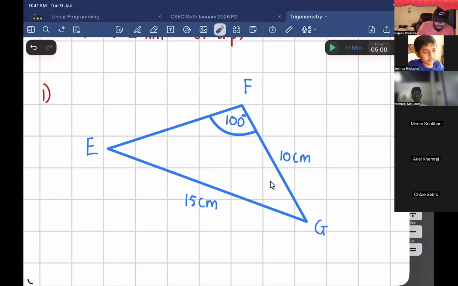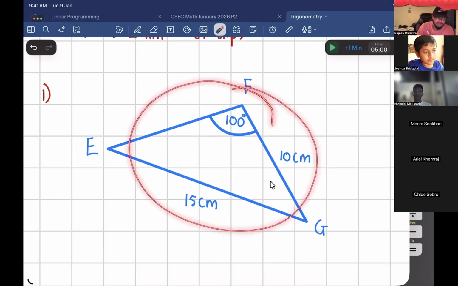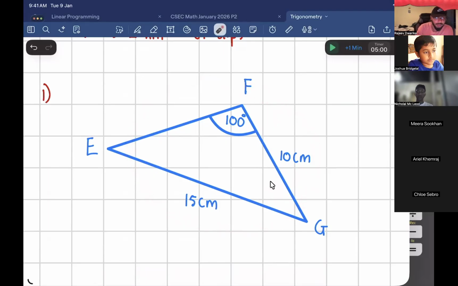Chloe, do you know why I'm saying that I don't have an included angle? No, sir, I don't understand that. All right, so Chloe, an included angle is an angle between two known sides. What is the only angle we have in this diagram? No, the 100 degrees. That's the only angle we have. If you look at the diagram, we don't know what these angles are.